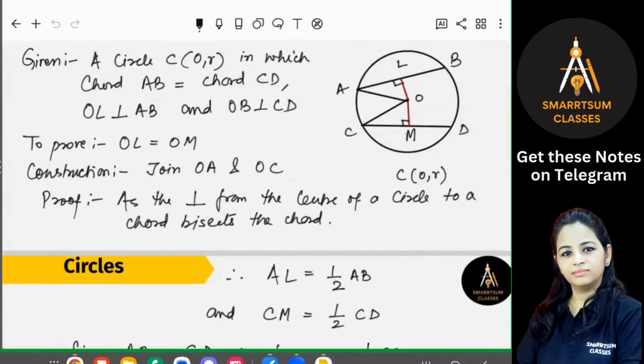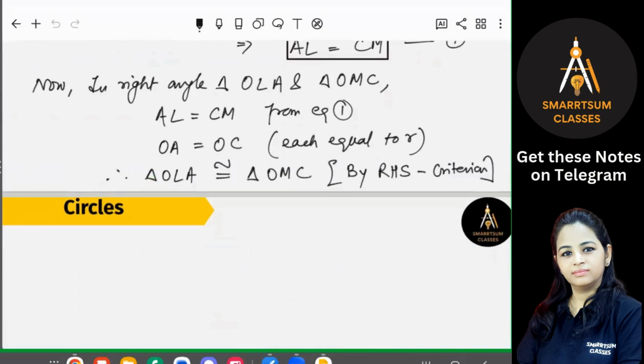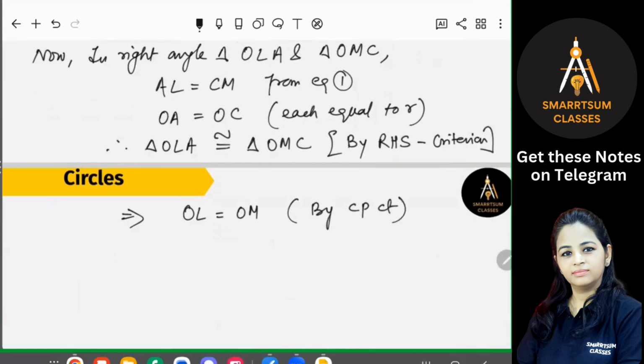Now, since we have proved that these two triangles are congruent, now by CPCT, corresponding parts of congruent triangles, can we say that OL is also equal to OM, right? Okay, because we have already proved that these two triangles are congruent to each other by RHS criteria. So corresponding parts will also be equal now. So OL, this side of the triangle, will be equal to the corresponding side OM, right? And this was the one which we had to prove, isn't it? So write down. So therefore, we can say that OL is equal to OM by CPCT, corresponding parts of congruent triangles, right?